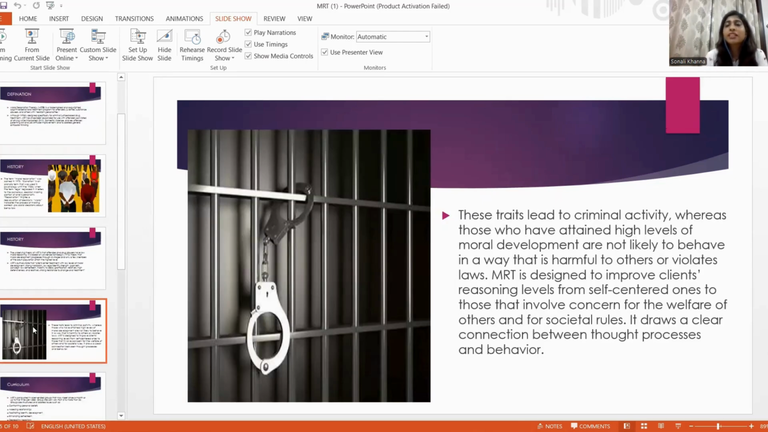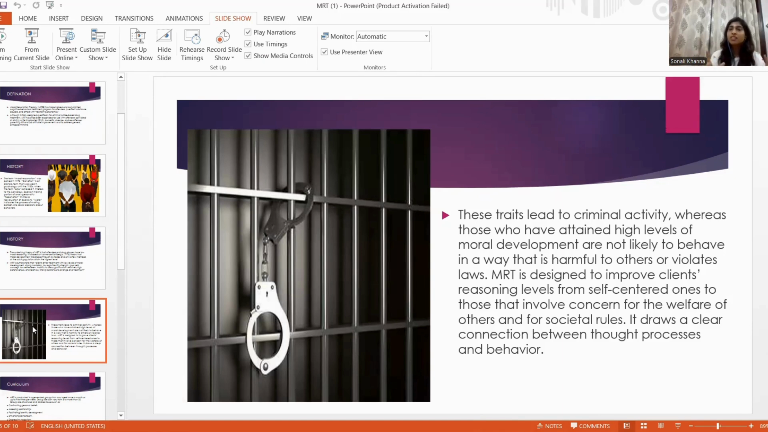These traits lead to criminal activity, whereas those who have attained a high level of moral development are not likely to behave in a way that is harmful to others or violates the law. MRT is designed to improve clients' reasoning level from self-centered ones to those that involve concern for the welfare of others and societal rules. It draws a clear connection between thought process and behavior.